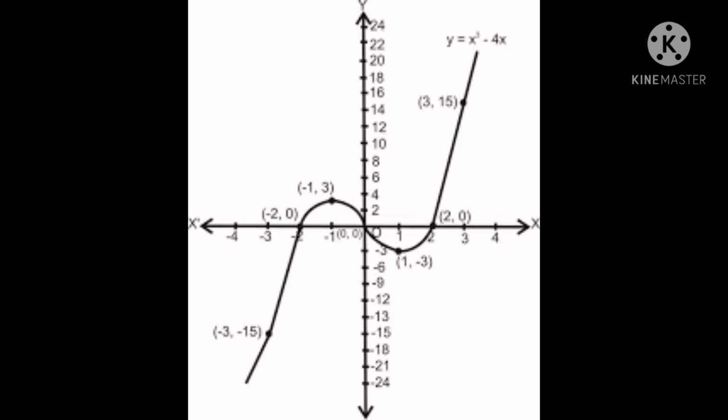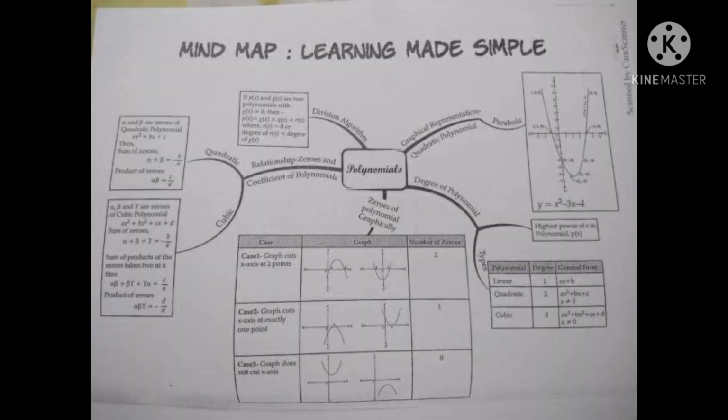This is the graph of a cubic polynomial and it cuts the x-axis at 3 points: (-2, 0), (0, 0) and (2, 0). So, -2, 0 and 2 are zeros of the polynomial. It means the x-coordinates are the zeros of the polynomial, and a cubic polynomial has at most 3 zeros.